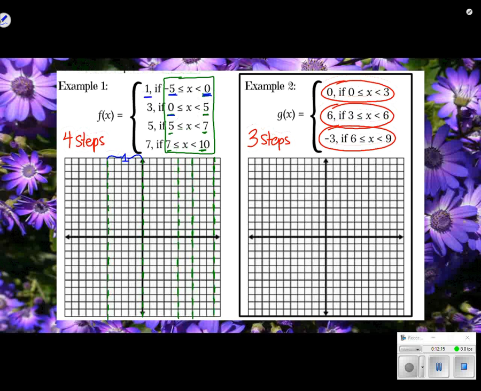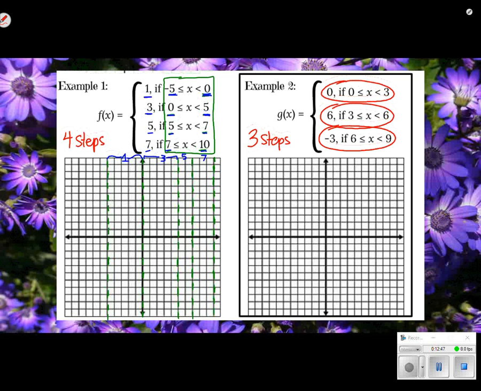In the next space between 0 and 5, we're going to be graphing a 3. So all of this is where y equals 3. Between 5 and 7, we've got a y value of 5. And between 7 and 10, we have a y value of 7. So this is something to help you visualize what's going on in there. Again, it's not necessary. It's actually not even the graph itself. It's just to get the pieces out of the equation and onto the graph to help you graph.